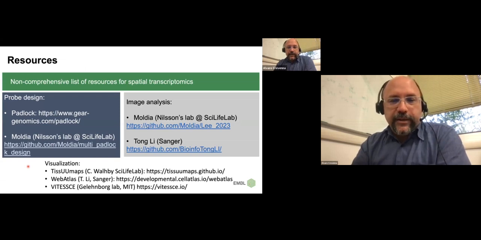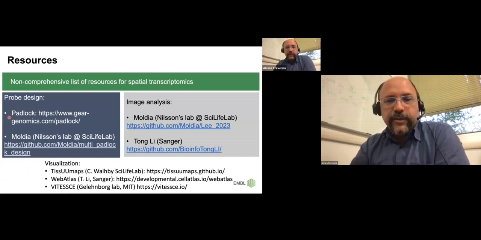Just to mention these, right? So this is a non-comprehensive list of resources for spatial transcriptomics. Some of the things I mentioned: I already mentioned the padlock design. We are currently using padlock that is part of the genomics suite.